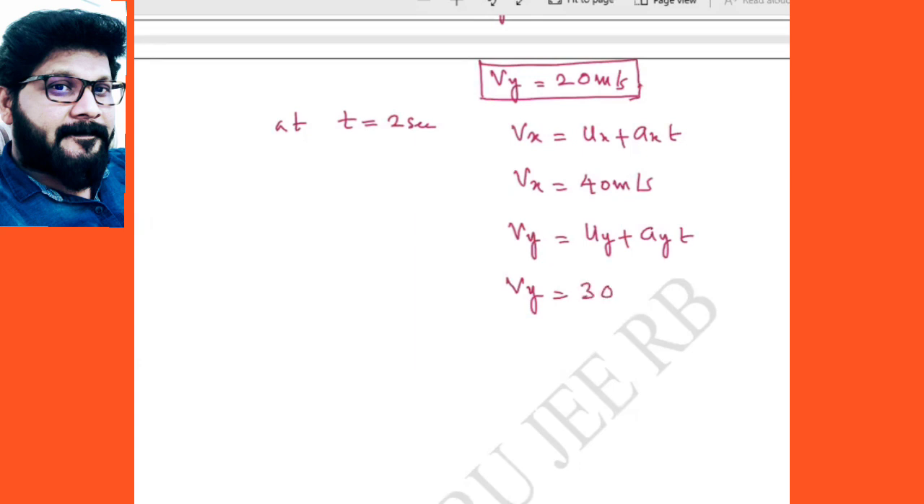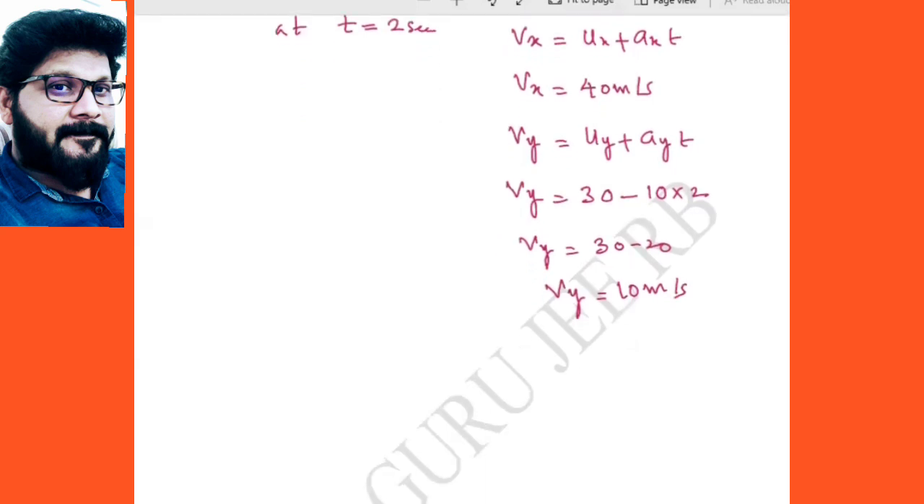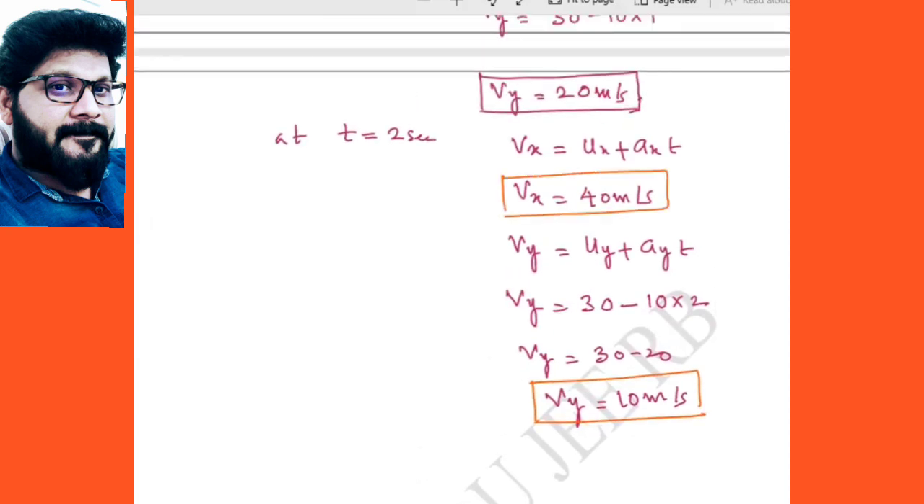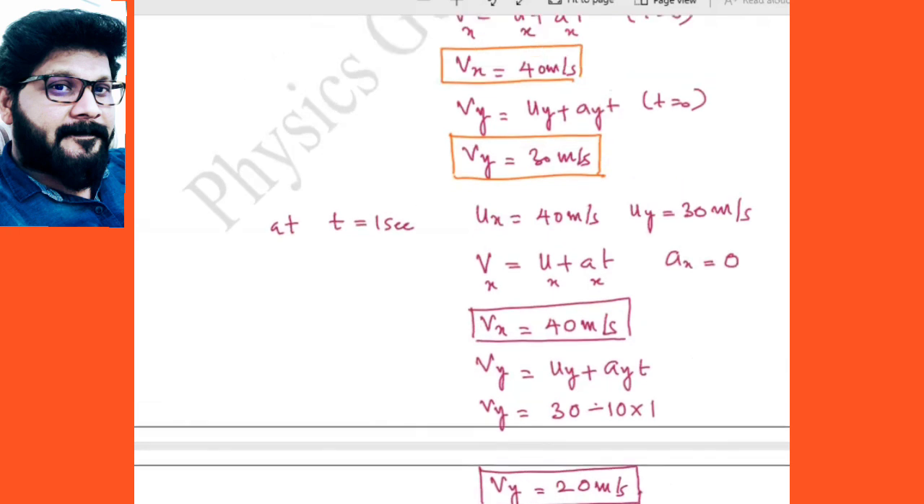Uy is nothing but 30 plus or minus, minus 10 into, after how much time? Time is 2. That is Vy equals 30 minus 20, which is Vy equals 10 meter per second. So clearly 10 meter per second. Here Vx is equal to 40 meter per second. In this case also it is not changing, right?